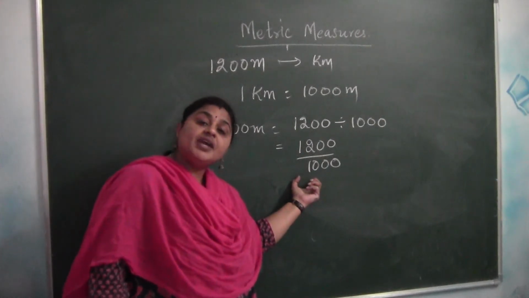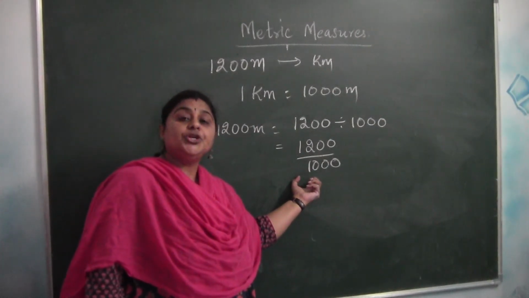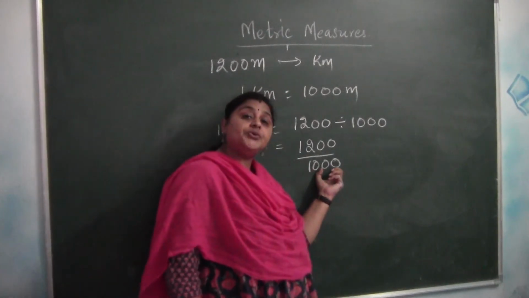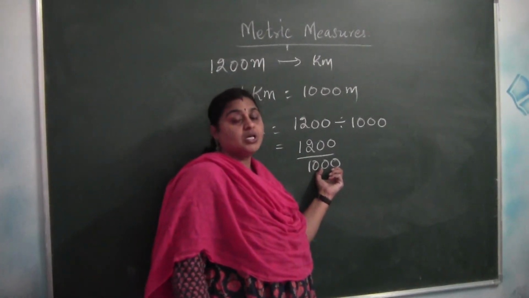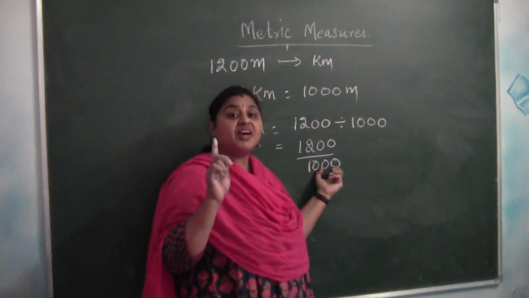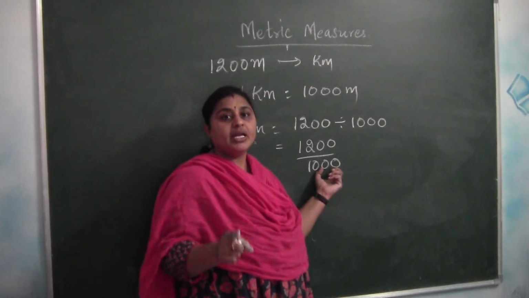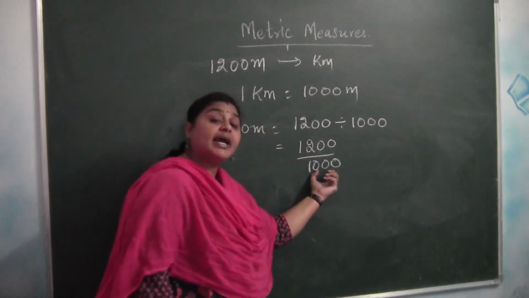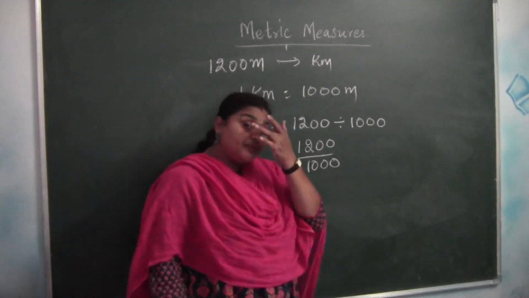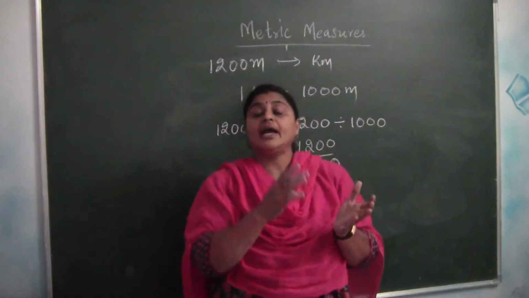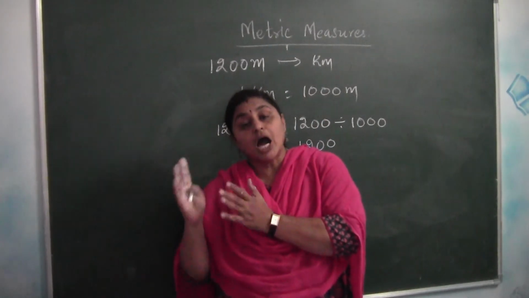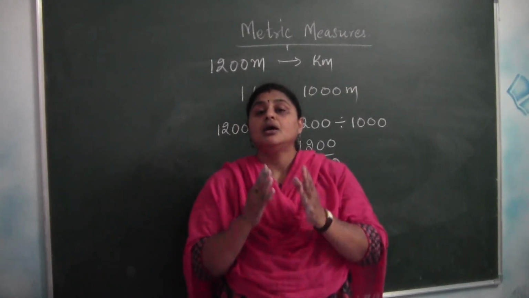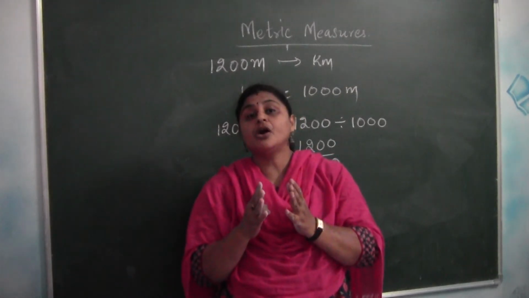Again here, what are we going to use? The concept of decimals. How many zeros do we have here? 3 zeros. Children, I am explaining the very simple method. Listen. Now 1200 by 1000. How many zeros do I have? 3 zeros. So when we are dividing with 10, 100 or 1000, we are going to place the decimal depending on the number of zeros.